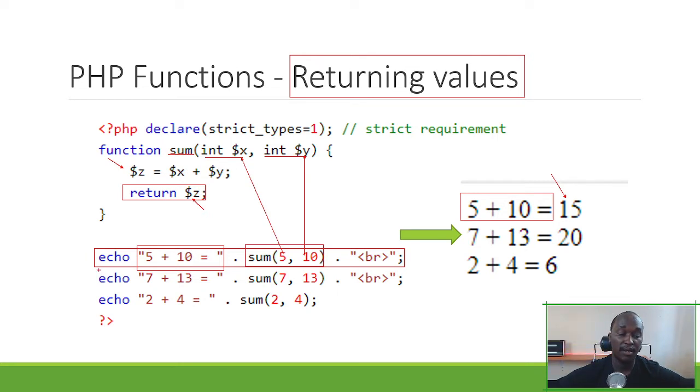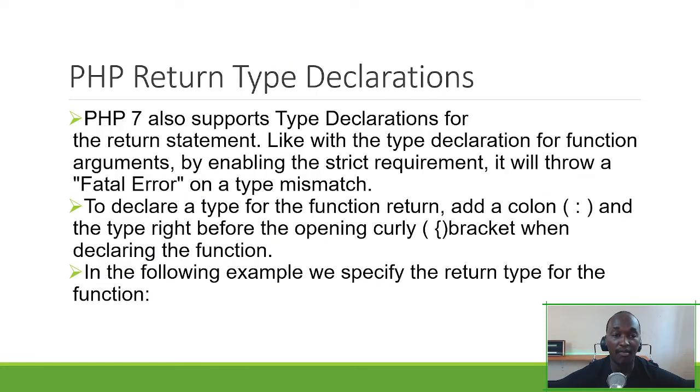So similarly, for the next echo statement here, this bit is gonna print this bit up to there. Then this call is gonna pass 7 to x and 13 to y, and the value that is gonna be returned is the sum of those two values. So that is what we call returning a value.